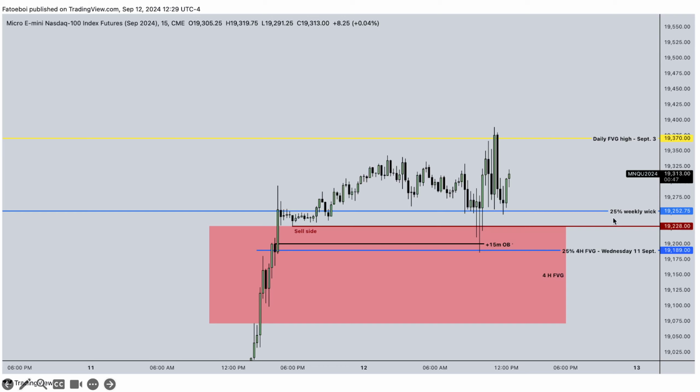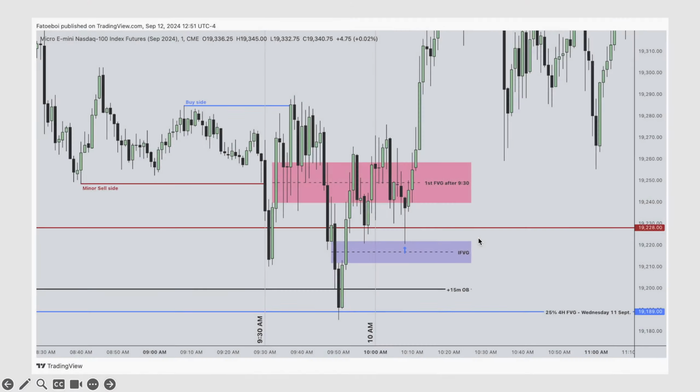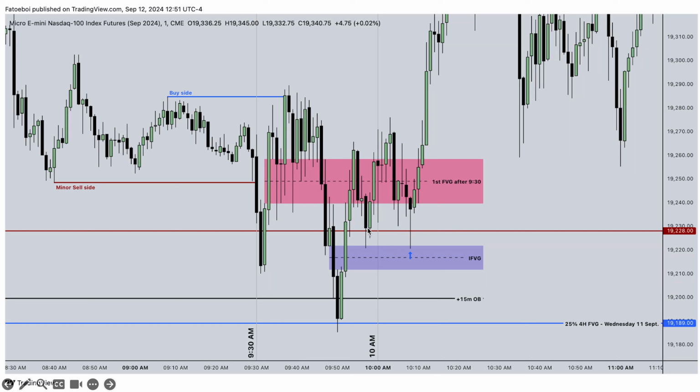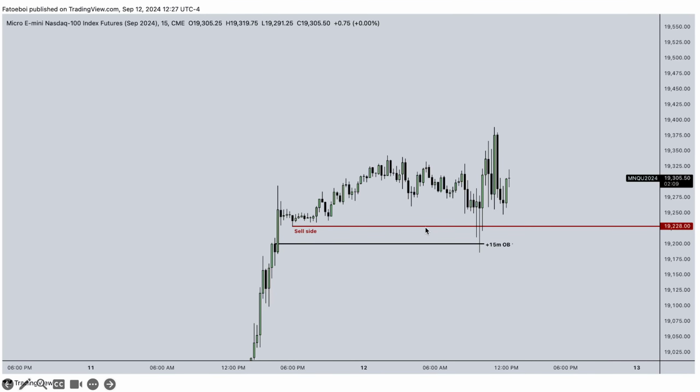There you go. There's the 25% of the weekly wick. Bodies are respecting that. Let's clean up the chart a little bit and we'll see where our entry is. This right here is our entry, and this is what it looks like. And I will explain that very clearly. Keep in mind that we have just explained the critical price points for that. There you go, the sell side.